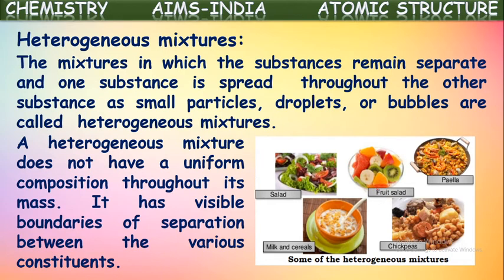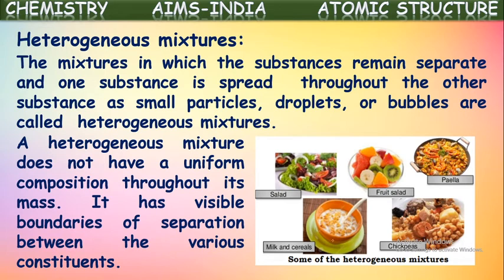Salads of fruits and vegetables, if you see, after mixing also, the components can be seen separately. The pieces made up of different vegetables and fruits can be seen separately after mixing also. See here, orange pieces or banana pieces, kiwi fruit pieces, all can be seen separately after mixing also. There is no uniform composition. Even though we mix them, they won't be mixed one into another. They can be seen separately and they can be separated also with physical means. Such kinds of mixtures are called heterogeneous mixtures.